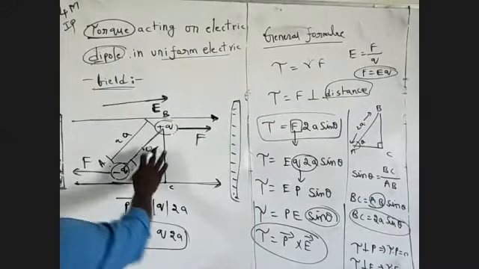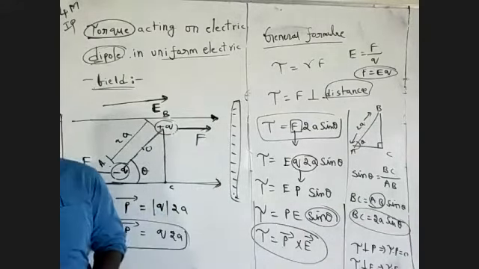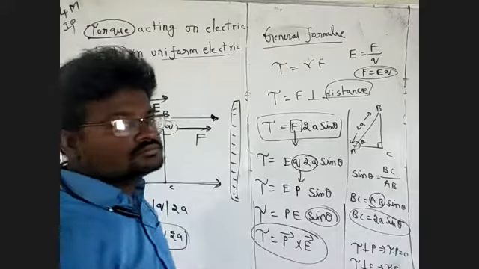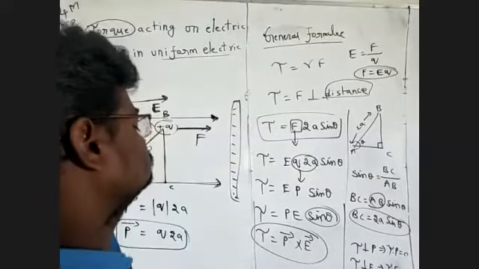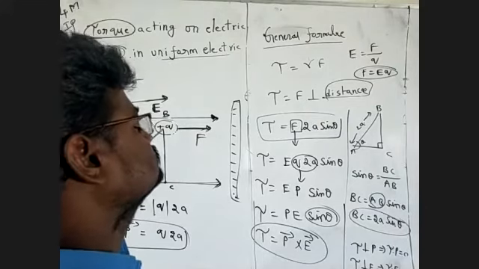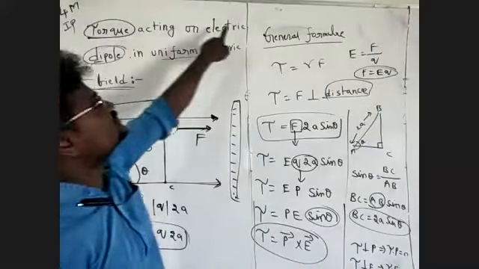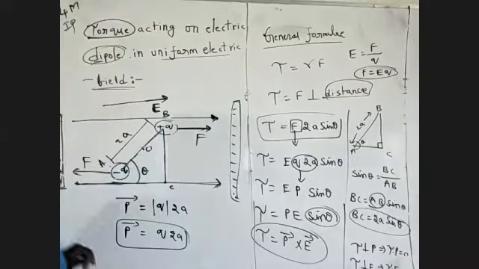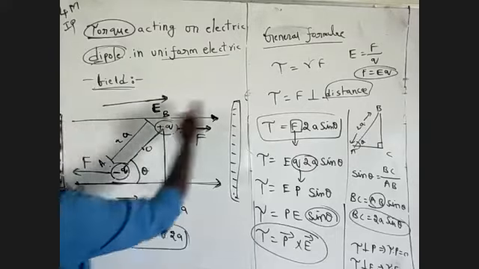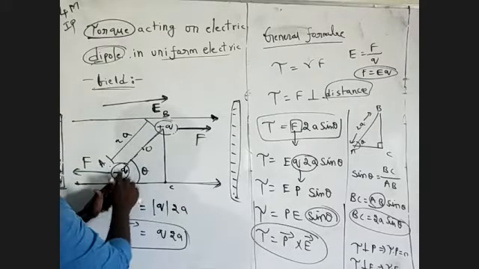Now once again you will see here, this is a force. This is a derivation, very important for marks, a 1 mark question: torque acting on a dipole in a uniform electric field. This is the direction of the field. The direction of electric field is from positive to negative. And the dipole has a negative charge and a positive charge.